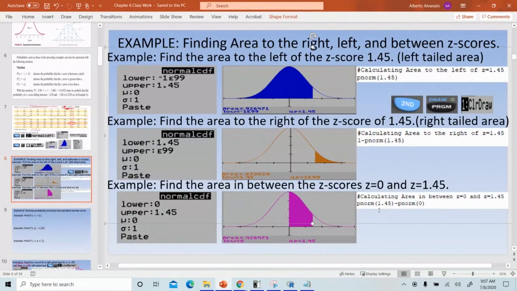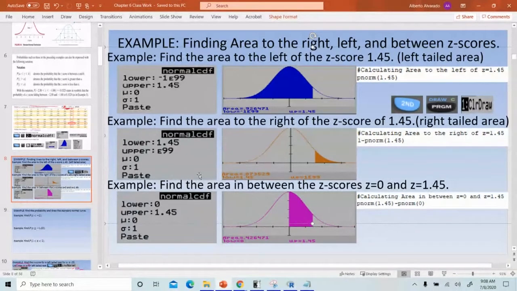Over here, if 1.45 is right here, then what pnorm is going to do is get you the area left of that. pnorm of 1.45 gets you the pink plus the gray area. pnorm of 0 just gets you the gray area. So if you take the pink plus the gray area minus the gray area, you're left with the pink area, because again, R only does left areas. So this is how you'd have to do it in R.